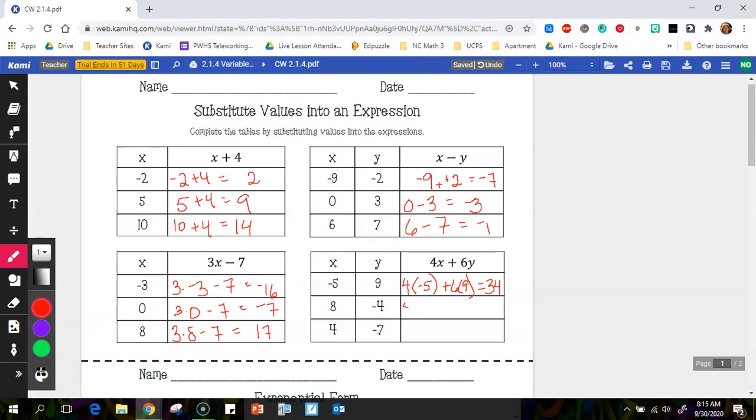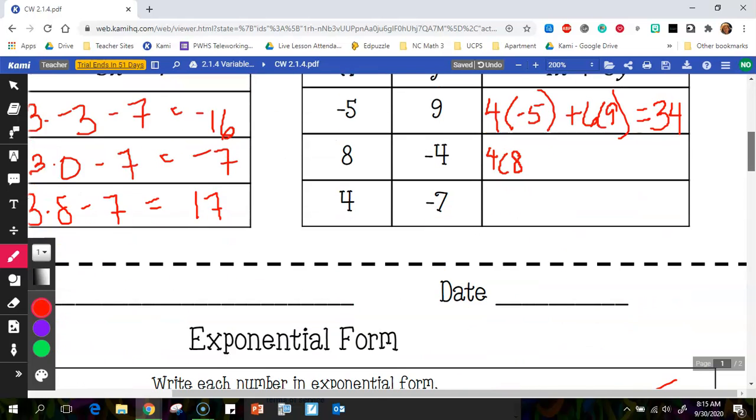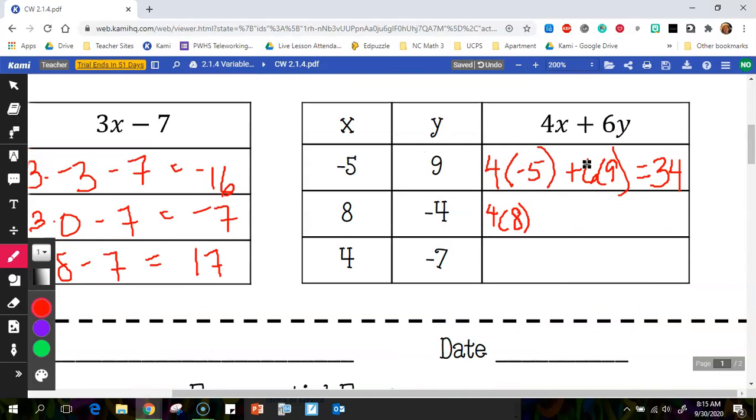And then this one is 4 times 8. Let me make this bigger. It's too small. 4 times 8 plus 6 times -4. So that's going to be +8. And then the last one, 4 times 4 plus 6 times -7 should be -26. 16 minus 42. Okay, -26 is what I get.